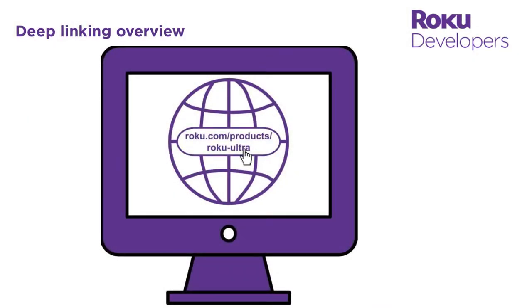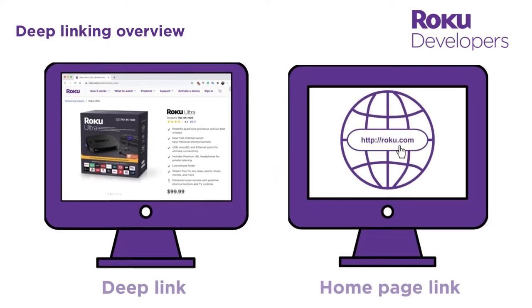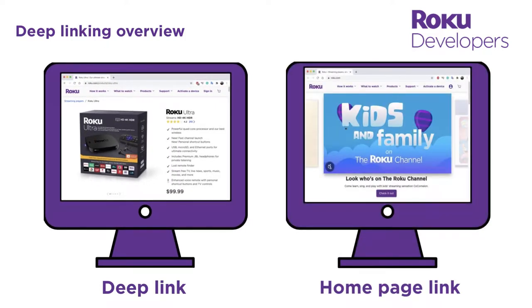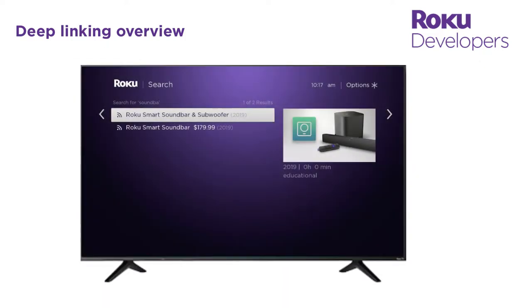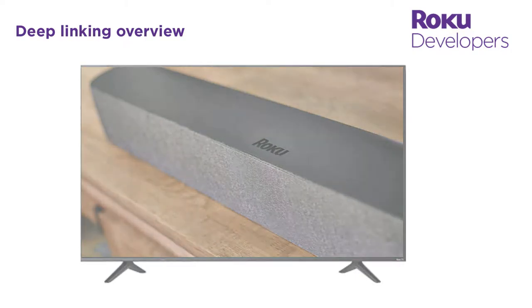On the web, a deep link is a hyperlink that routes you directly to a specific piece of content on a website rather than the site's homepage. Similarly, for Roku channels, a deep link takes you directly to content instead of just launching the channel's homepage.